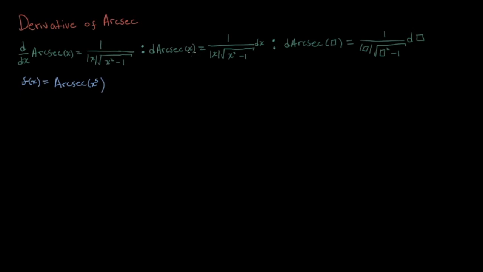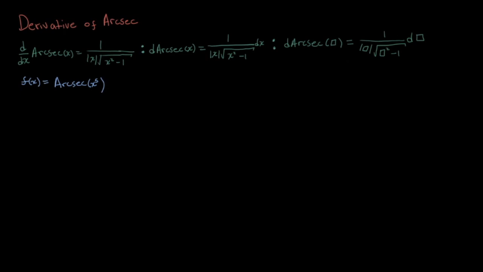So the derivative of arcsecant x is equal to 1 over the absolute value of x times the square root of x squared minus 1 dx. Another way of saying it is, the derivative of arcsecant of whatever is in this argument is equal to 1 over the absolute value of that argument times the square root of the argument squared minus 1 times the derivative of that argument.